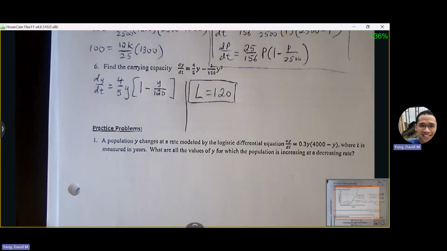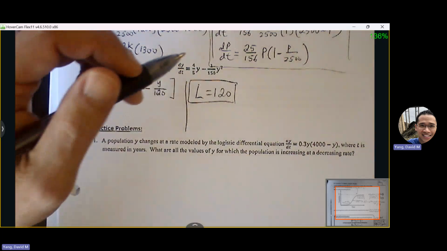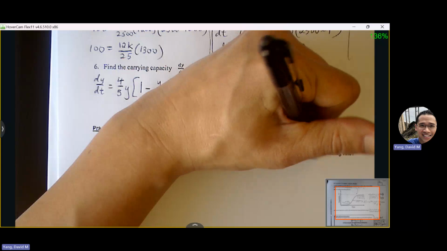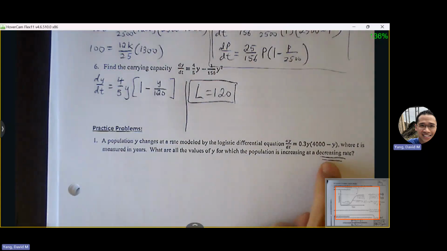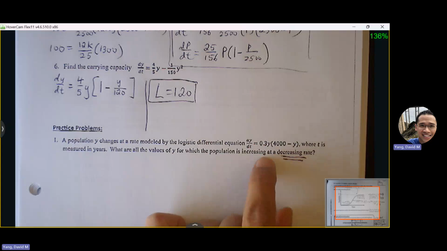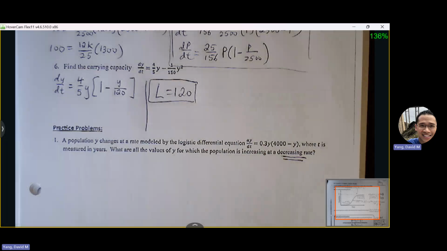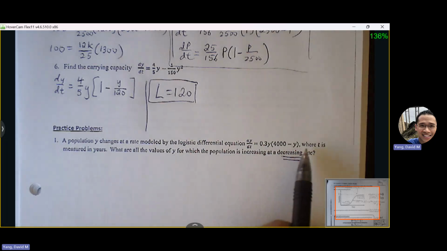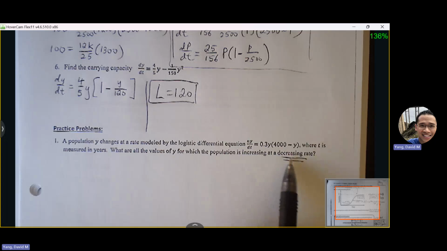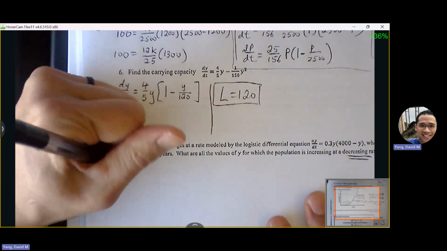Practice problems. A population of y changes at a rate modeled by the logistic differential equation dy dt, where t is measured in years. What are the values of y for which the population is increasing at a decreasing rate? So we're seeing an indication of a rate of a rate. So we have to involve finding what? We have to find another derivative level down, right? Just that first derivative is not enough. There's information about concavity here, right? Or the second derivative. So we're going to make our way down to our second derivative.